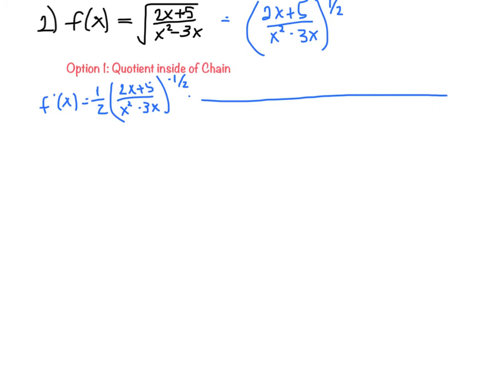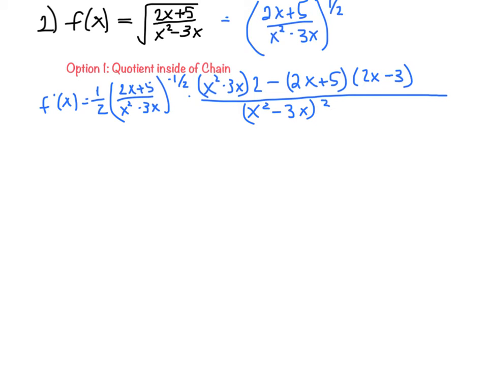All right, so now we go ahead and we do low, so x squared minus 3x. D high, so the derivative of the high is 2. Okay, minus high, so 2x plus 5. Derivative of the low would be 2x minus 3. All over low squared, which is x squared minus 3x, squared. Okay, so now we have a lot of cleaning up to do here.